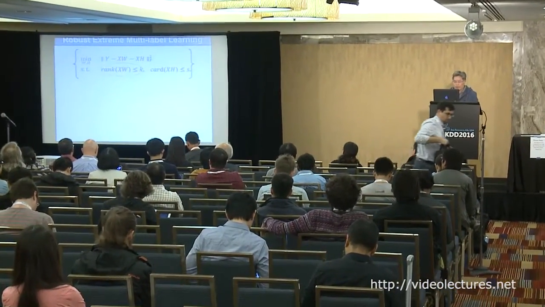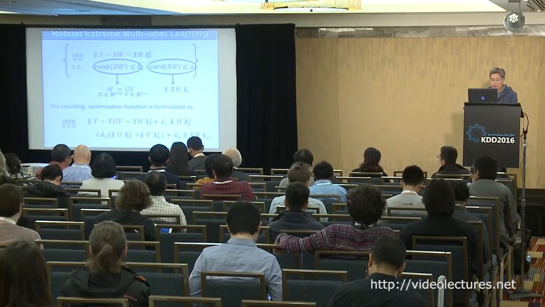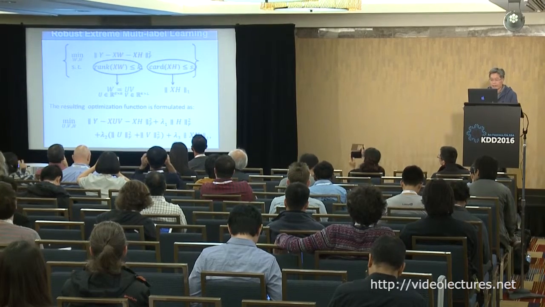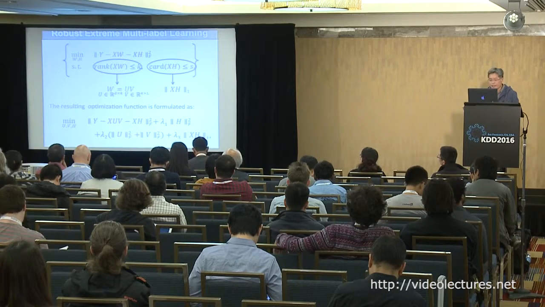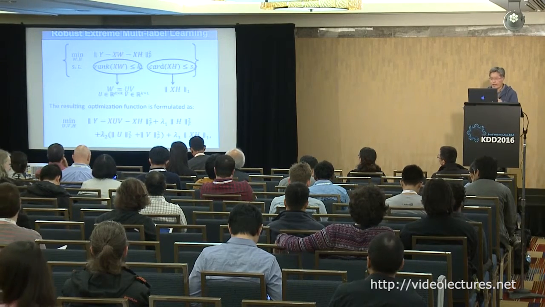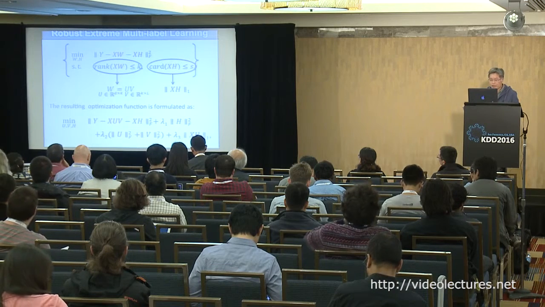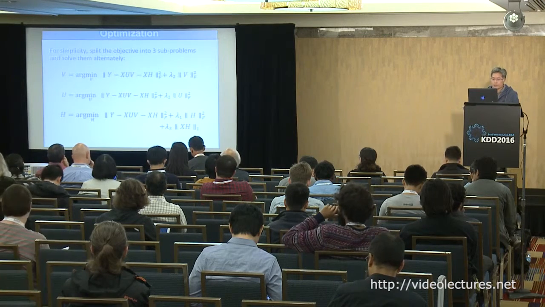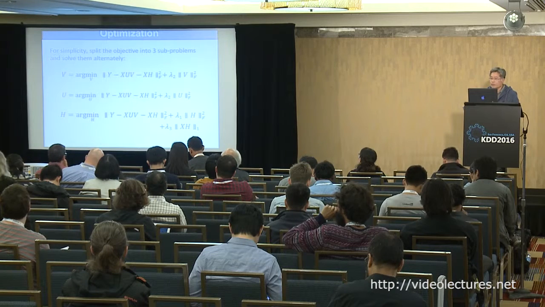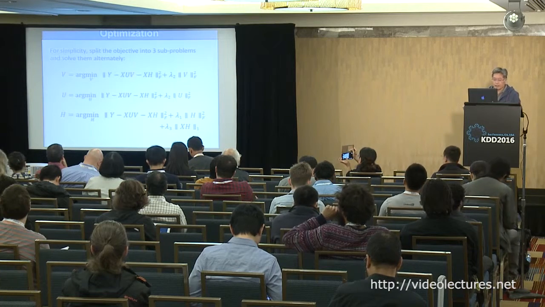To solve the problem, we further factorize W into 2 parts, U and V, and we use the L1 norm of XH to get the sparsity. The resulting optimization function is formulated as follows. For simplicity, we split the objective into 3 sub-problems and solve them alternately: V, U, H.